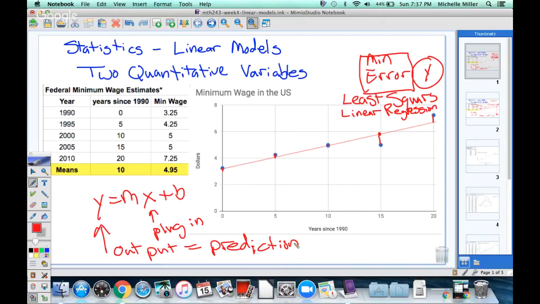So we have two variables. We can plot those two variables and get a scatter plot. A scatter plot is just a collection of points. And then if the points kind of line up, then we can try to find a line to it. So here's a few other examples of that.